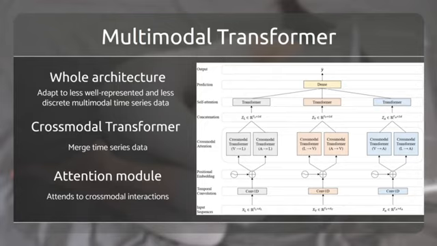Now, this is the architecture of the multimodal transformer. To adapt to the less well-represented and less discrete multimodal time series data, this transformer is made up of multiple stacks of pairwise and bidirectional Cross-Modal Attention blocks. The transformer is used to merge multimodal time series data through a feed-forward fusion process from multiple directional pairwise cross-modal transformers. The Cross-Modal Attention module attends to the cross-modal interactions at the scale of the complete utterances by latently adapting streams from one modality to another via attention.